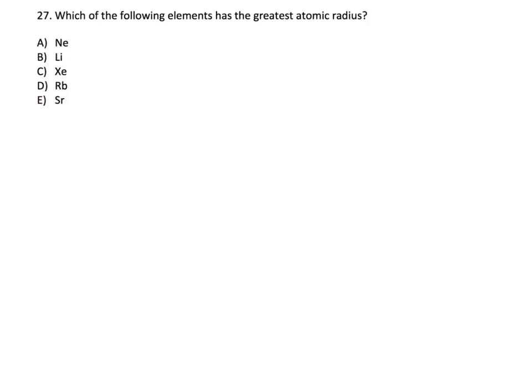Question 26 asks, which of the following elements has the highest or greatest atomic radius? So atomic radius increases for elements as you go down the periodic table. And that's because the shells get larger as you go down the periodic table. They also increase as you go to the left of the periodic table.